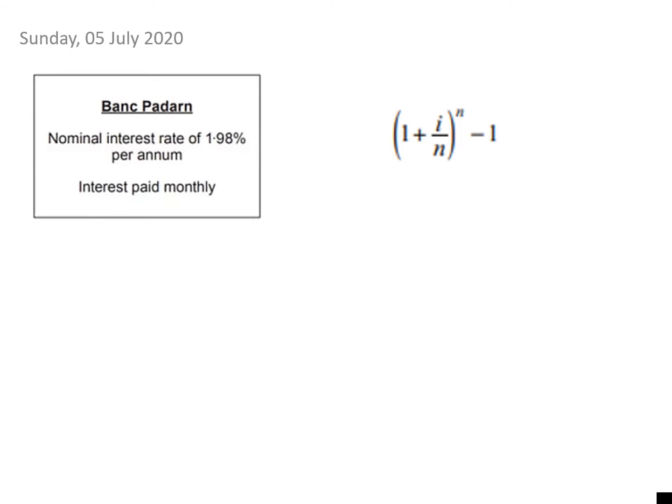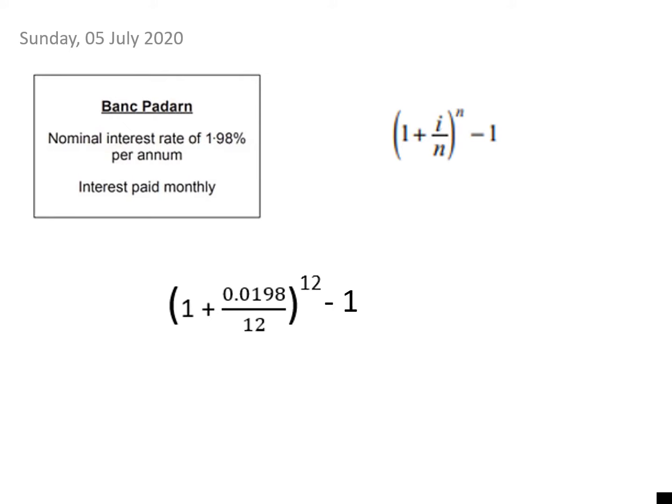So what is our value for I? Well, I is our interest rate as a decimal, isn't it? So 1.98% we need to turn into a decimal by dividing by 100. So that's 0.0198. Our interest is paid monthly, so our N is 12. So this is what we get.